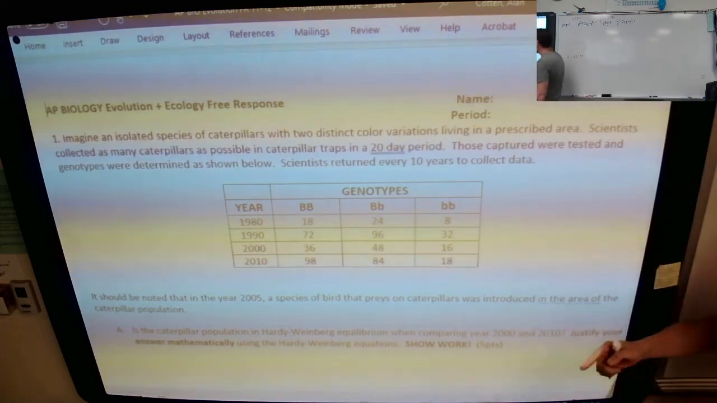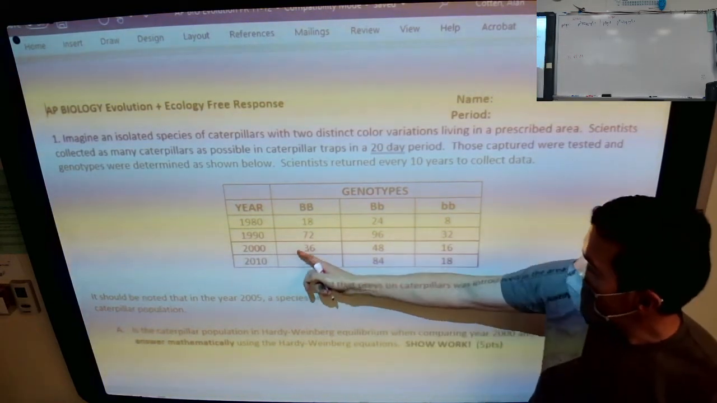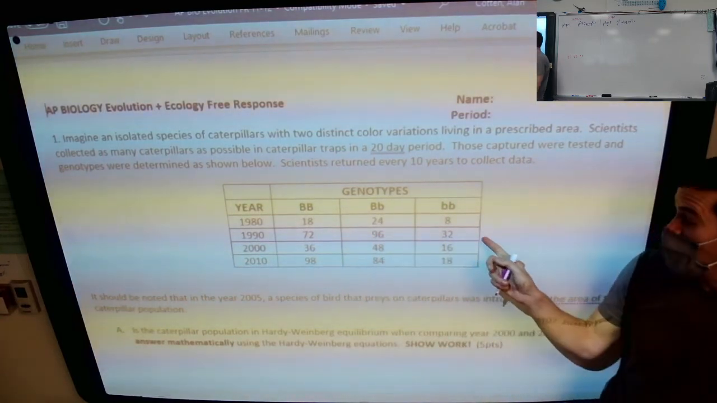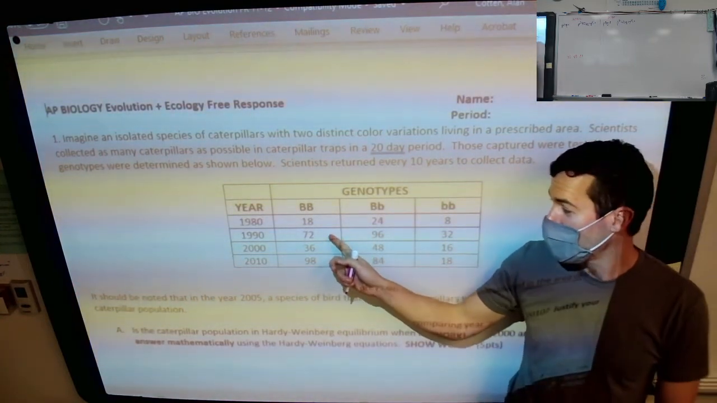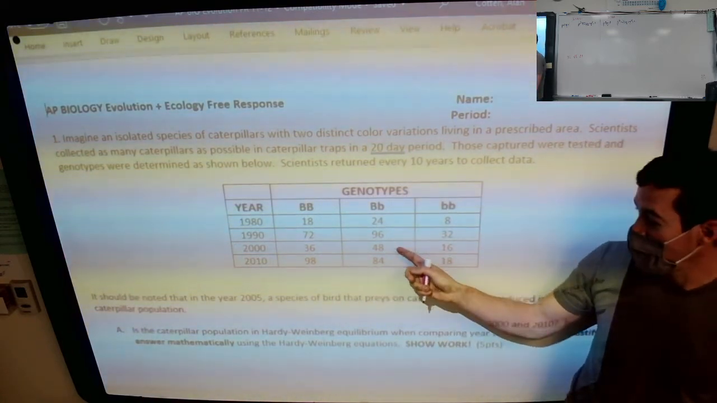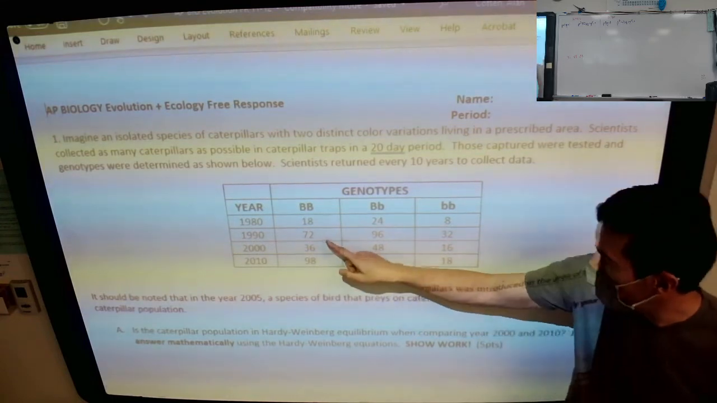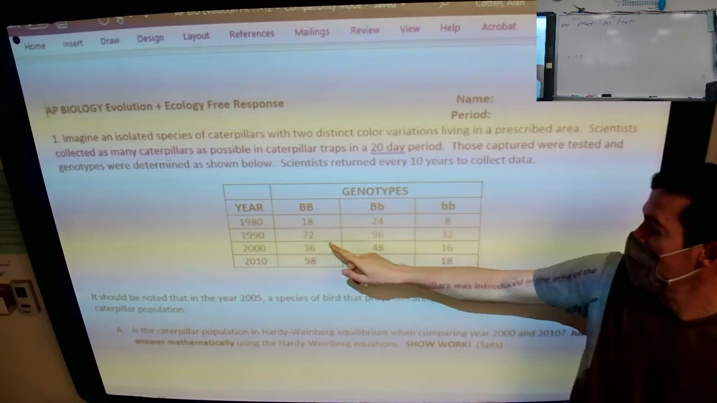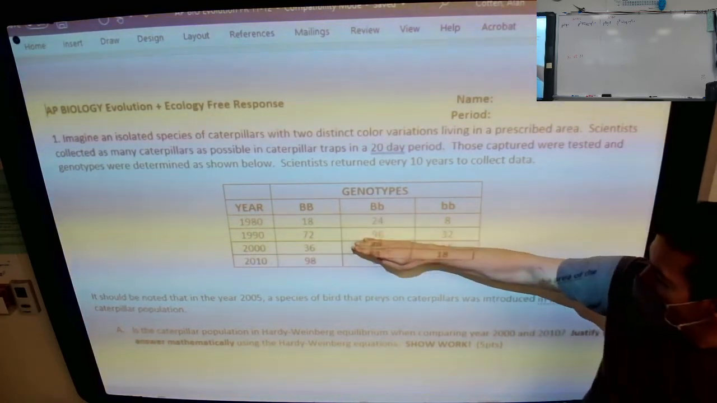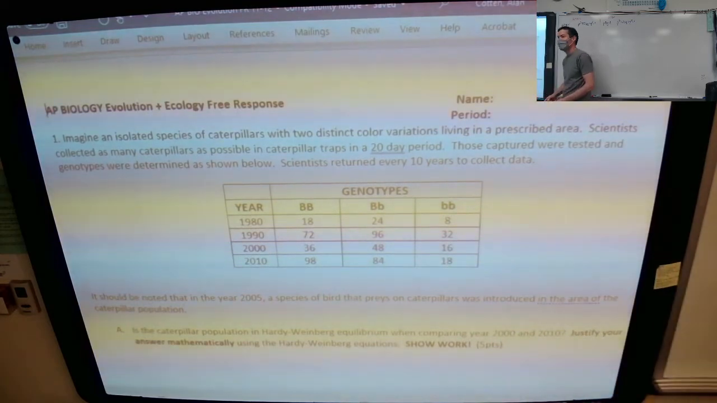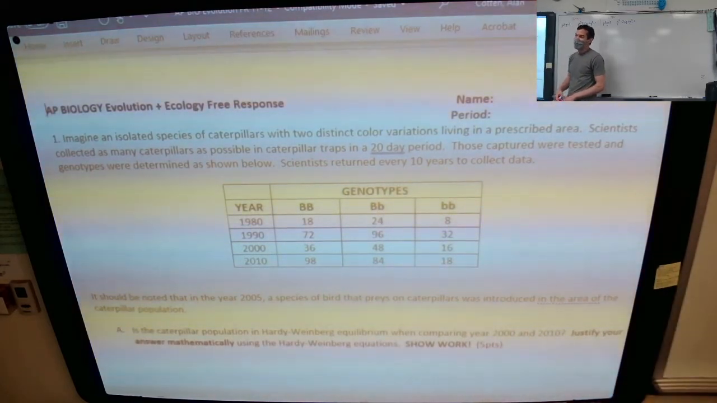They didn't ask about that; I'm just trying to make a point. In 2000, it's 36, 48, and 16. Here, these add up to 200, so 72 out of 200 is 36%, and 96 out of 200 is 48%. So it looks like my numbers are 36%, 48%, 16% every single year. When I go from 2000 to 2010, is that the case? No. So they are not in Hardy-Weinberg equilibrium.